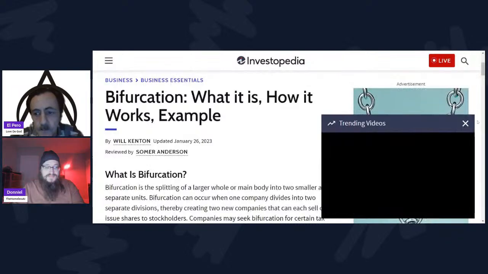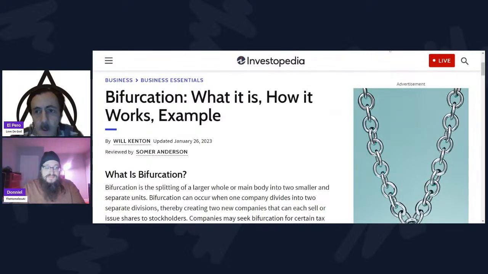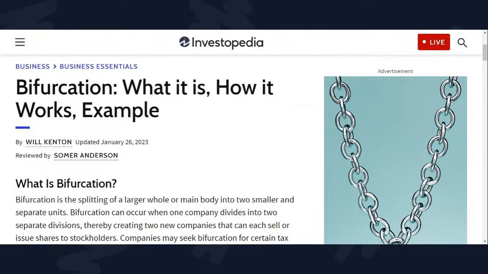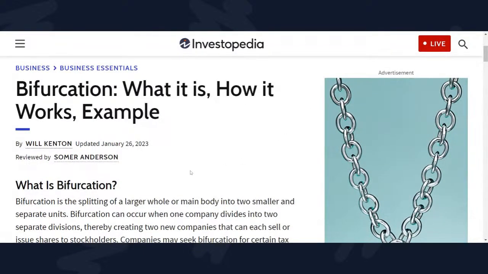Bifurcation. As we see, Investopedia, again, one of my favorite things when we're talking about financial terms, whether it relates to contracts or trust. We're dealing with certain specific terms that we need to become familiar with so we can determine how to negotiate all of these instruments that are put before us.